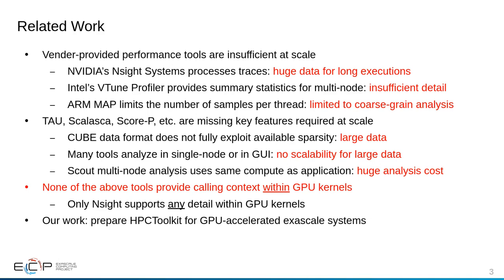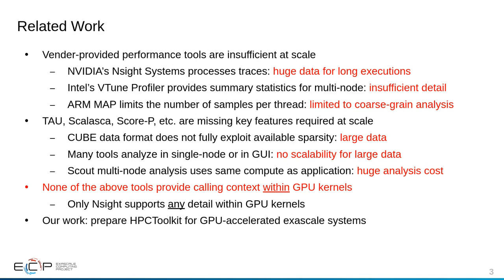ARM's MAP is designed for very large scales, but does this by reducing their data collection to a finite number of samples per thread. By default, only 1,000 samples are kept per thread. This is only suitable for coarse-grained performance analysis, and is insufficient for application development and optimization.